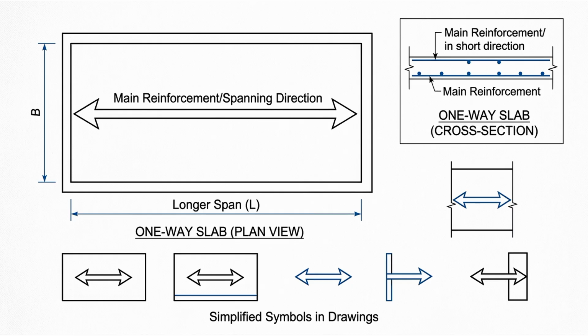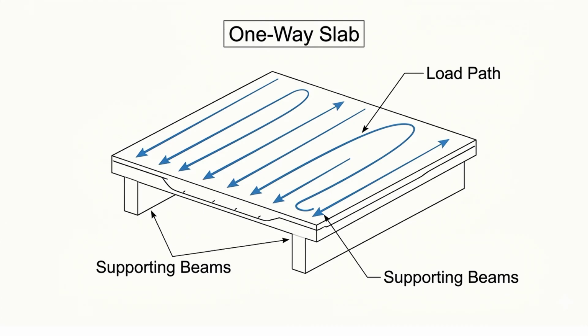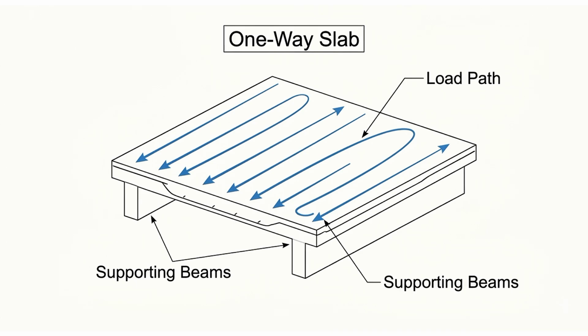Now, this distribution steel is important, but it's often designed with less area than the main steel. Why? Because it's not carrying the primary bending. Missing this can lead to underdesign, which is not just expensive to fix, but incredibly dangerous. Don't let this be you.